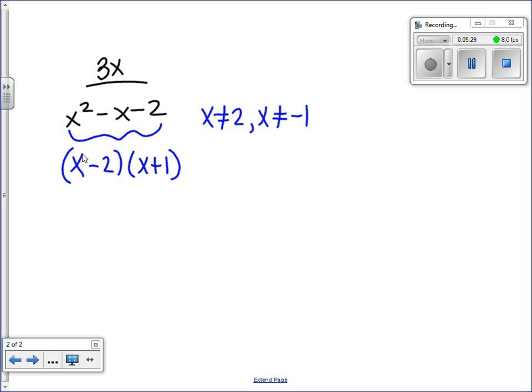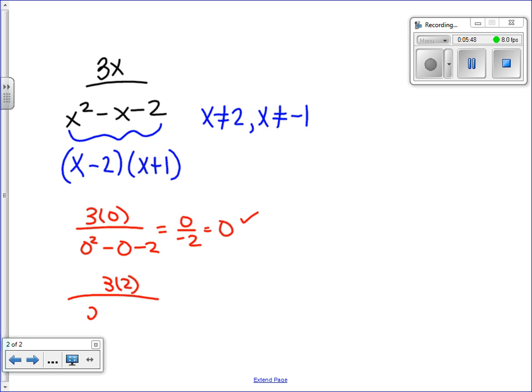If I put the actual number 0 in, that's okay. 0 on top, that's good. If I put in 2, 6 over 2 minus 2 is 6 over 0. That's undefined. Okay? That is bad. This is okay. That's bad.